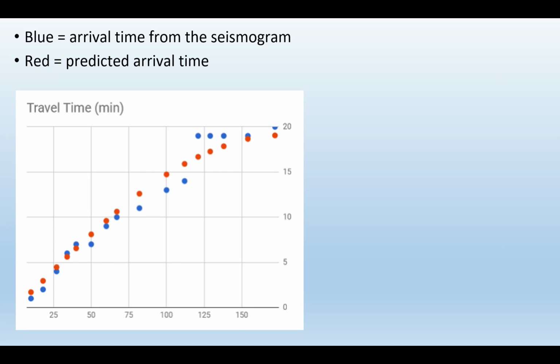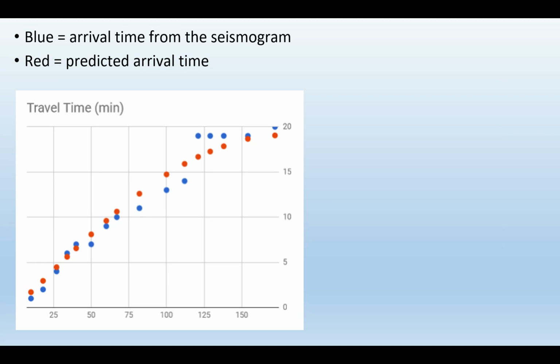So now that we have two graphs, let's compare them. The red dots represent the predicted arrival time of a seismic wave to go to a station if the Earth were solid rock. That's the red, and that was that nice, smooth little curve. The blue dots represent the actual arrival times of the seismic waves of the 2010 Haiti earthquake.